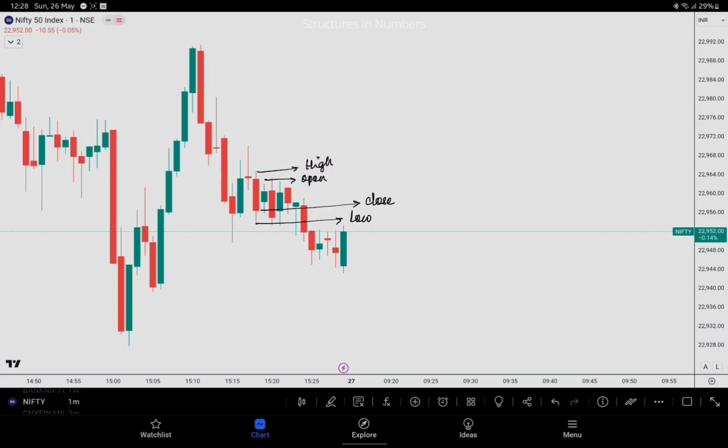Similarly, if I look at any green candle, let's say I take this green candle, this would be the high, this would be the close because the market moved up, this would be the low, and this would be the open. And in this way we read candlesticks.